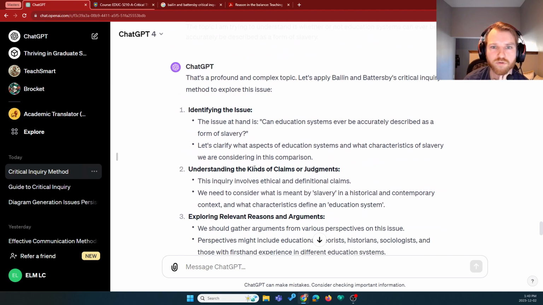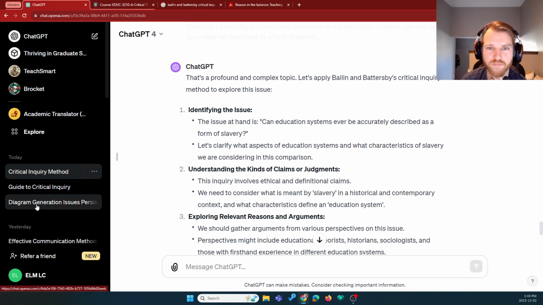So identifying the issue at hand. Let's clarify what aspects of education systems and what characteristics of slavery we are considering in this comparison. Yeah. So I don't disagree there. I'm not sure if that's the most helpful way of phrasing that yet, but maybe it's not started that process yet, so I'll have to see.